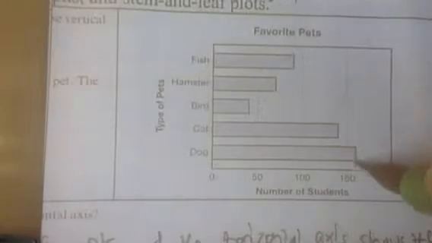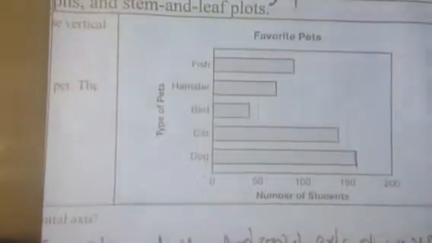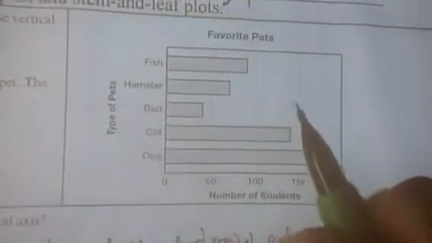Use the graph to complete the table. Here's the different types of pets. It wants to know the number of students. So let's look at dog. Number of people who said that they like dog is a little bit over 150, looks like about 160. All you've got to do is follow this axis, the x-axis, up to figure out the number. So right there, looks like a little more than 150, so 160.